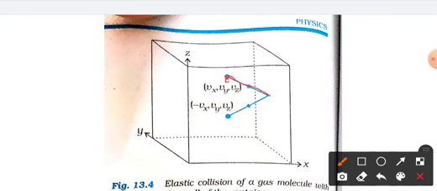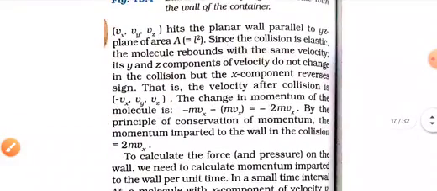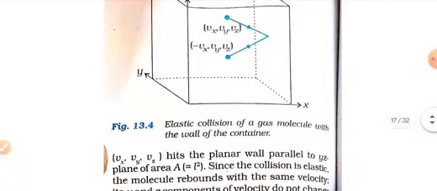After some time it collides with the wall of area A. Okay, so now the collision is elastic, so the velocity in the y and z directions will not change, but the velocity in the x direction will be reversed. The speed will remain the same. Now, what will be the change in the momentum of the molecule?